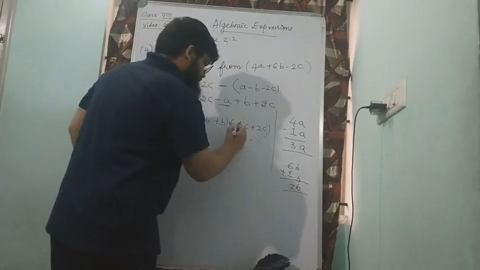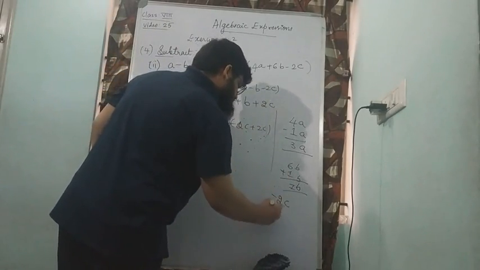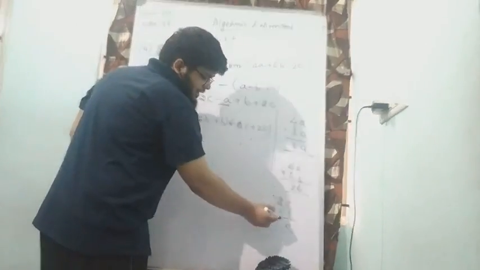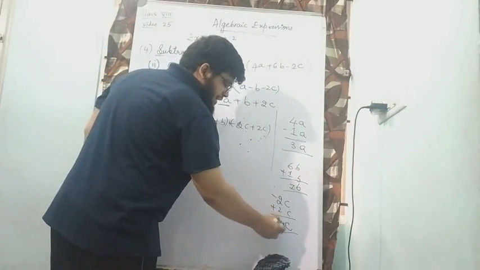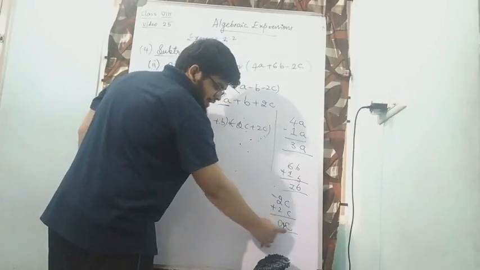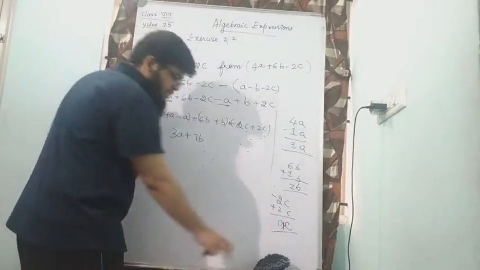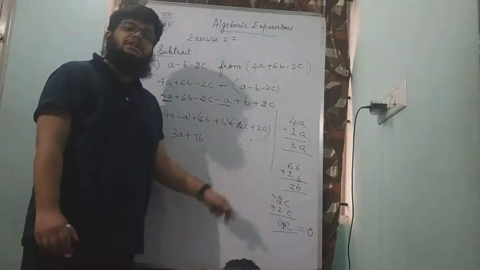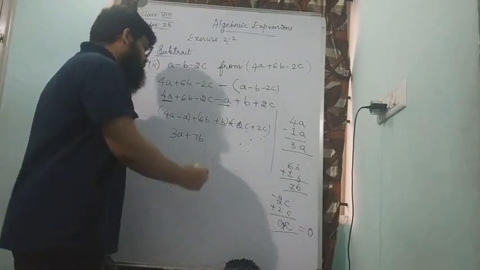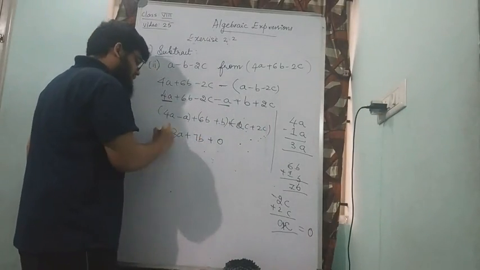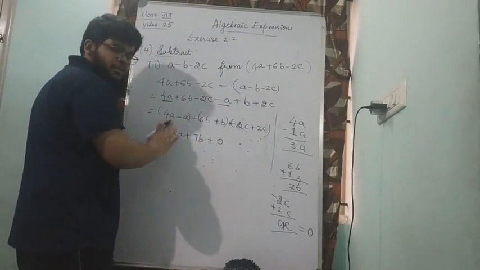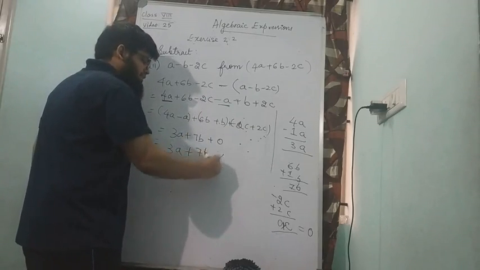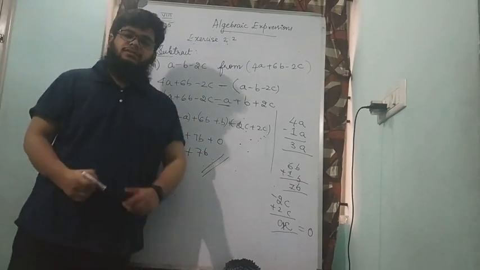The last part, minus 2c plus 2c. c remains as it is, minus 2 plus 2 is 0. 0 into c, when you say 0c, there is a multiplication sign in between. So 0 into c will be 0. As I said to you in the last problem, anything multiplied with 0 is 0. So here I got 0. When I write my final answer, there is no need of writing this 0. The final answer can be stopped at 3a plus 7b. That plus 0 is not even required.